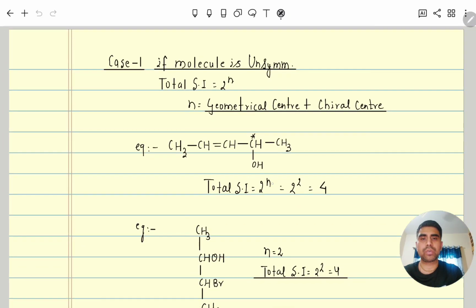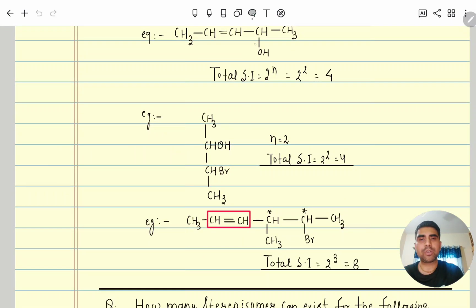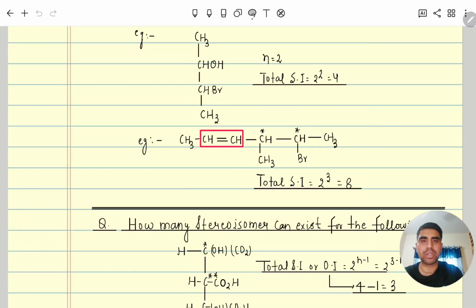Next, if the molecule is unsymmetrical, like we discussed, if we are calculating stereoisomerism, we will consider its geometrical center also and chiral center also. Till now we discussed chiral centers. Let's suppose, for example, this one is the chiral center and this the geometrical center. So total stereoisomers will be 2 to the power n. So 2 to the power 2 is 4, as in the starting also we discussed. Next, here how many chiral centers? N value 2. So stereoisomers will be 2 to the 4. Similarly, here if geometrical and chiral centers are both there, including 3, means 2 to the 4, 4 to the 8.